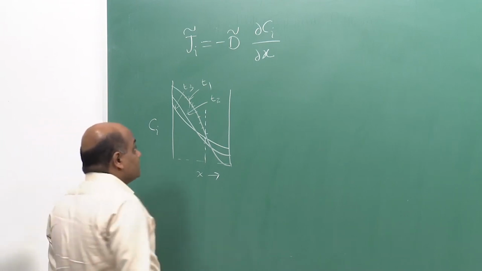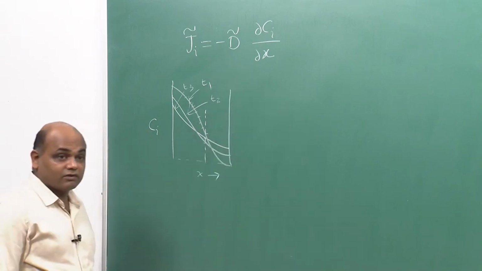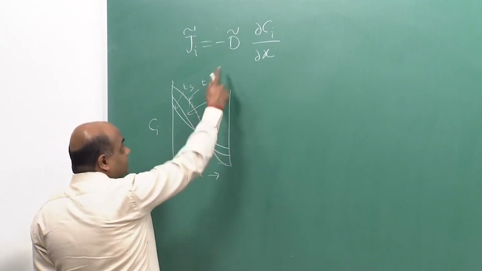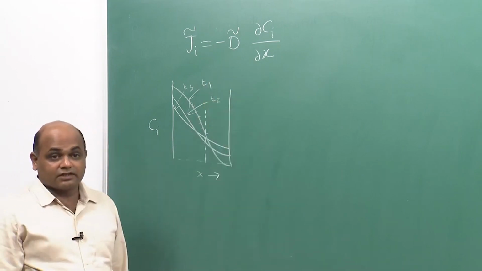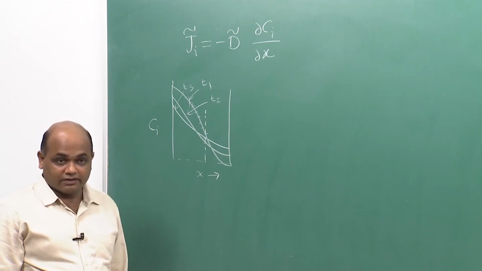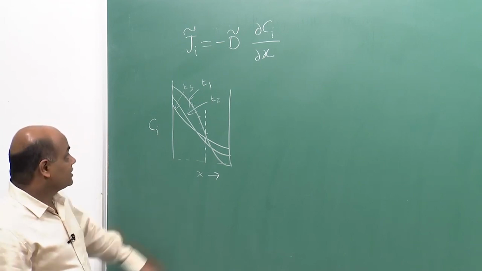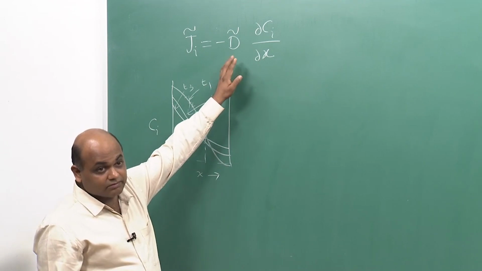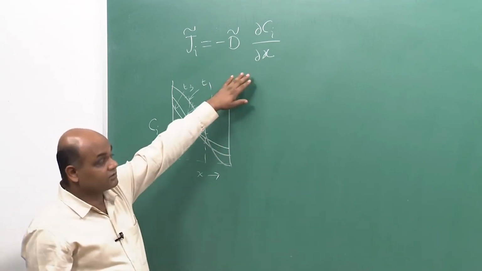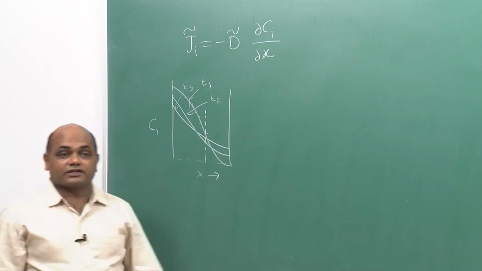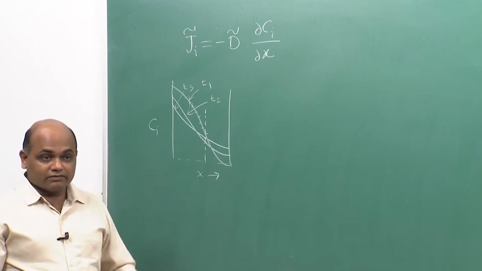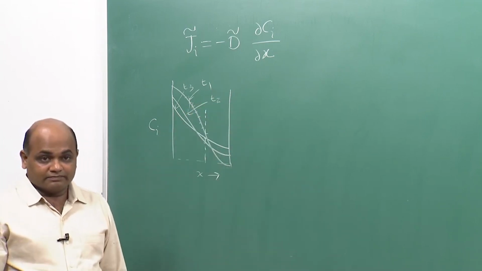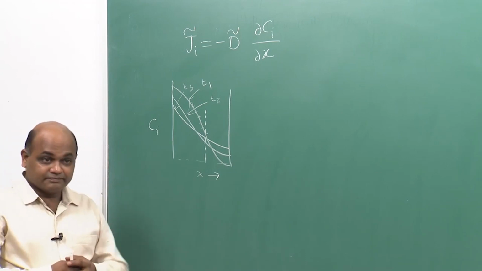Now, there is one more thing, D tilde is a function of composition, and since composition varies with x and t, our diffusion coefficient in this equation is also varying with x and t. So, D tilde is not constant, that is, not independent of composition, but it varies with composition, and since composition varies with x and t, D tilde varies with x and t. So, that has to be taken into account whenever we solve the equations for predicting evolution of concentration profiles. So, how do we overcome this?